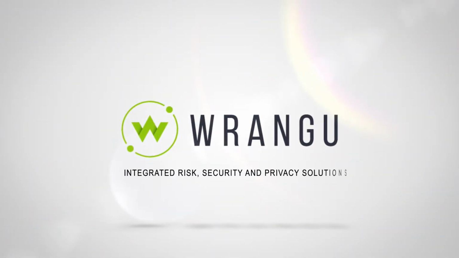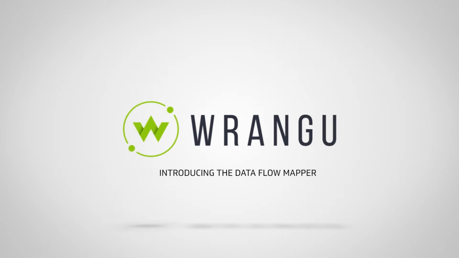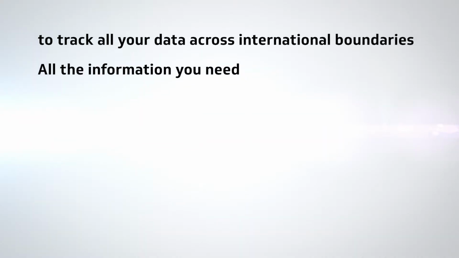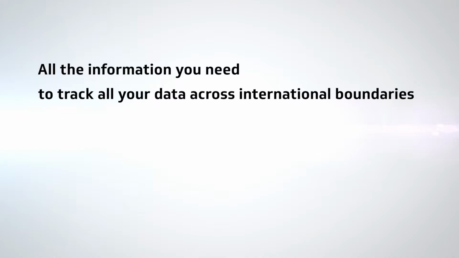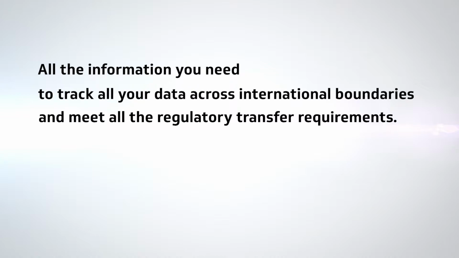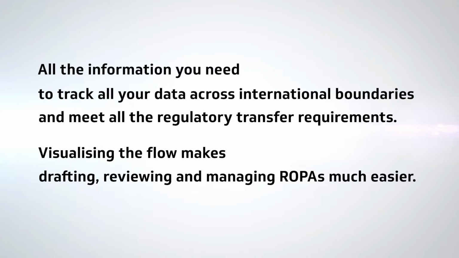In this tutorial, we'll go step by step through how you can use Wrangu's data flow mapper, together with its ROPA management module, to create a simple ROPA. It will highlight how the data flow mapper's graphical approach and built-in business logic helps you enter all the information you need to keep track of each and every item of personal data across international boundaries, while meeting all the regulatory transfer requirements. And how visualizing the flow of the data between entities makes drafting, reviewing and managing ROPAs much easier. So let's get started.